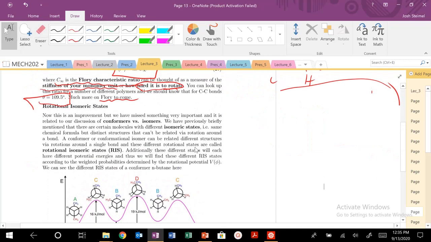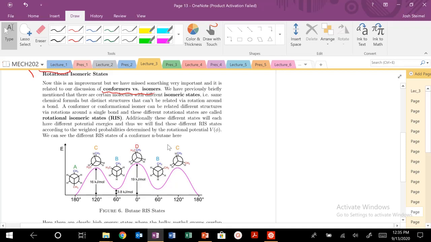Back today talking about basically rotational isomeric states. So we've talked about conformers and isomers in lecture one, and we all know the difference between conformers and isomers, so we won't revisit that discussion. But anyways, a conformer can be related by these different rotational states, so rotational isomeric states.